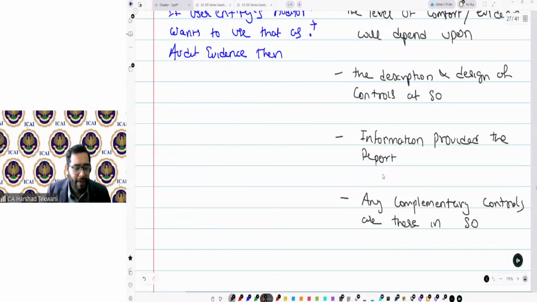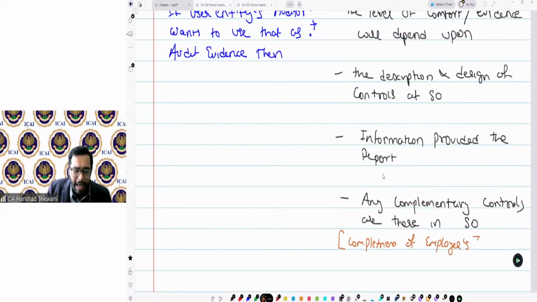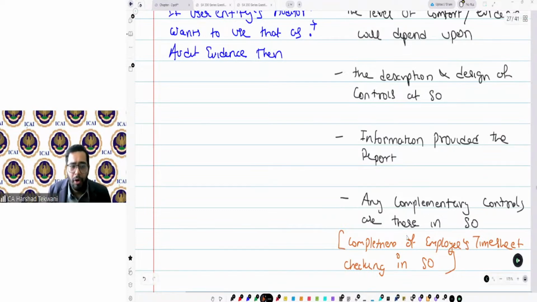For example, completeness of employees' timesheet checking in the service organization. This is a complementary control that should have been there in the user entity, but it is there in the service organization. So, any complementary controls in the service organization?